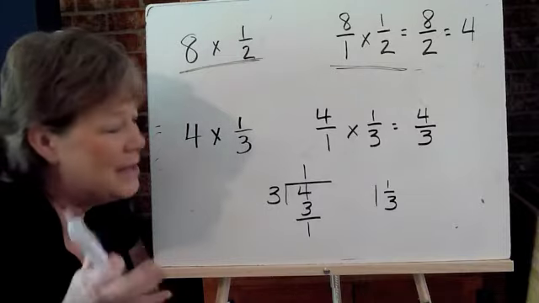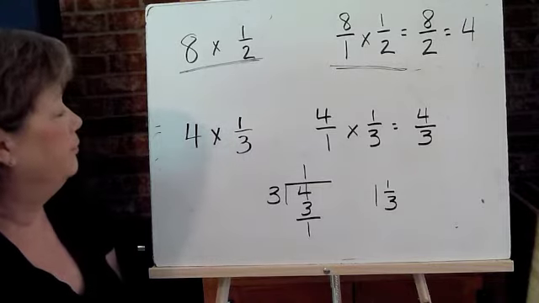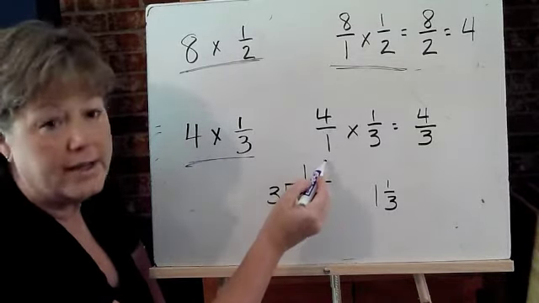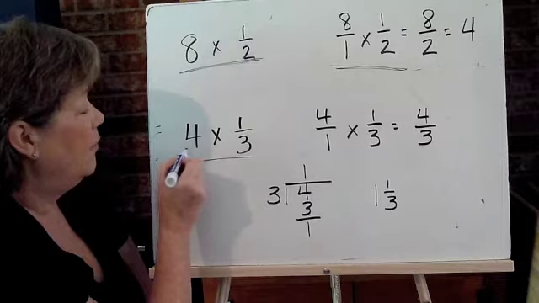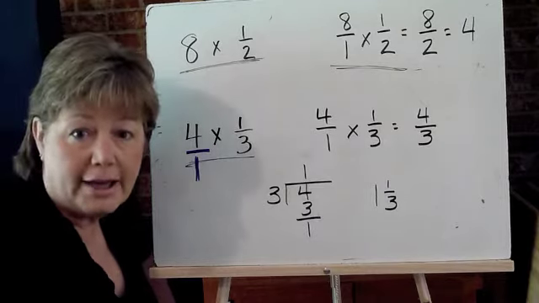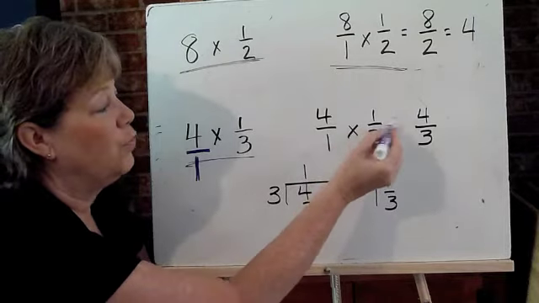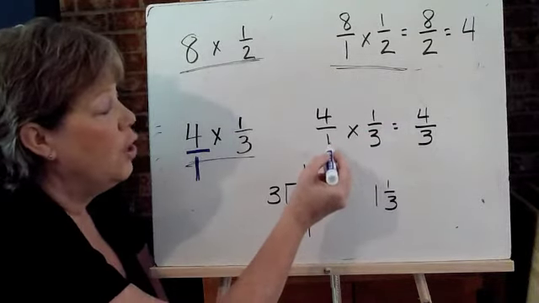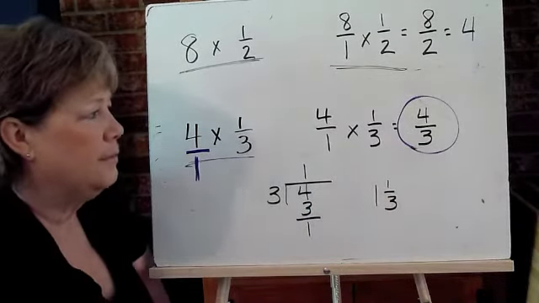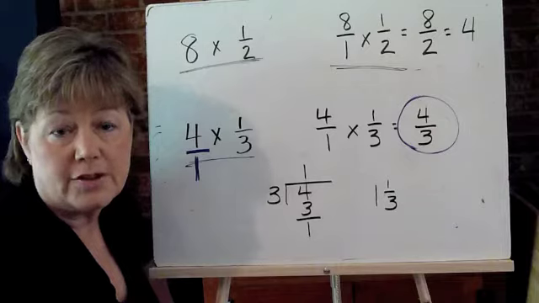So I'm going to look at one that's maybe a little bit more complicated here. 4 times 1/3. So 4 times 1/3 is the same thing as 4 over 1 times 1 over 3, because 4 wholes is the same thing as 4 over 1. In multiplication of fractions, we always multiply the numerators together. 4 times 1 is 4, and then we multiply the denominators. 1 times 3 is 3. So I end up with 4 over 3, which is an improper fraction. Improper because the numerator is larger than the denominator.